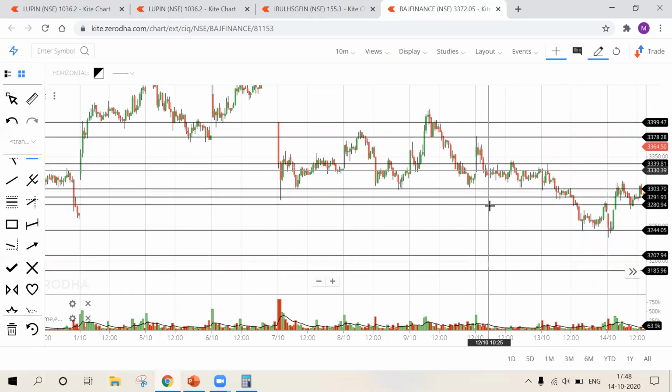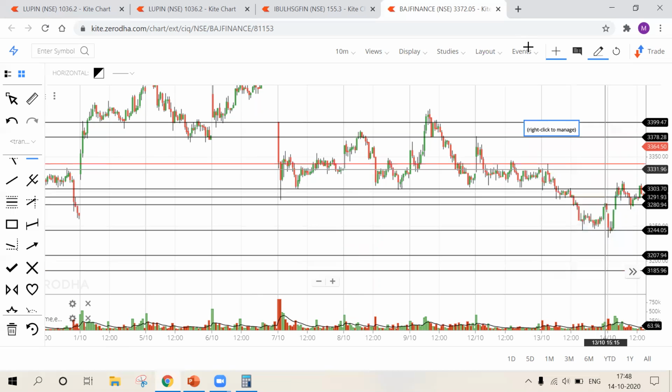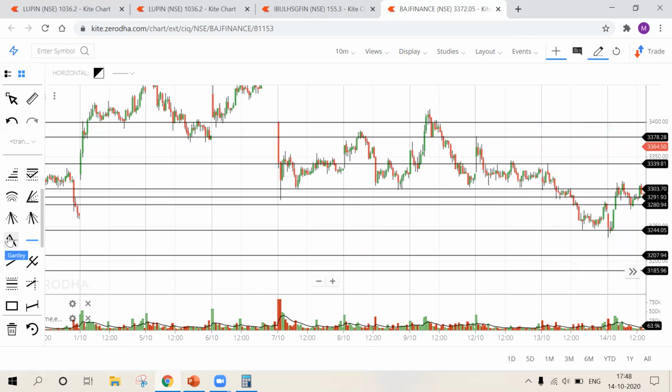Okay, so these are all the levels. These are all Fibonacci levels. Now, I repeat, to deal with horizontal pro level strategy, the first thing you need to be doing is using Fibonacci levels. You should be drawing Fibonacci levels.